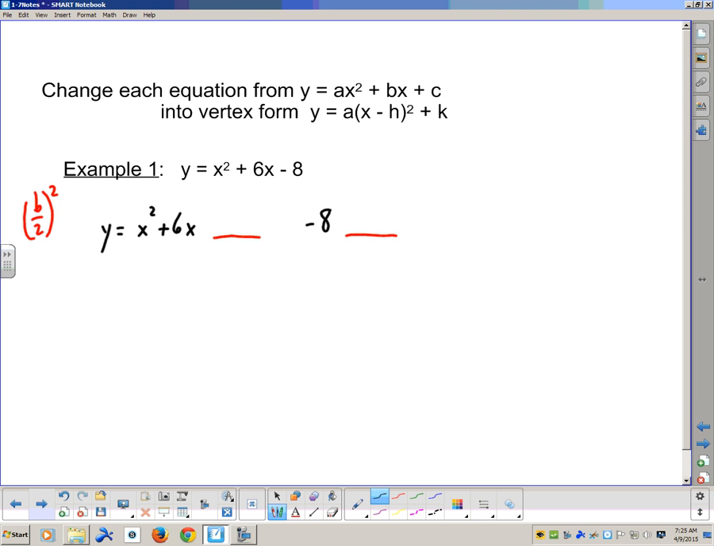All right, so I'm going to identify my values in here. In front of x squared is a, b is in front of x, and then c is our constant. So our b term there is 6.